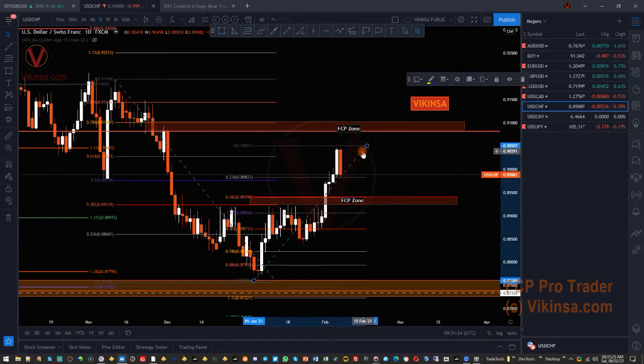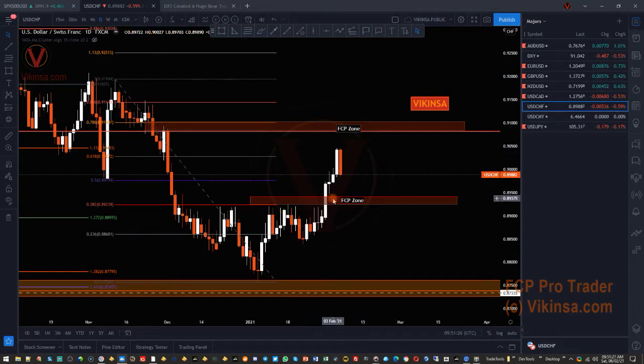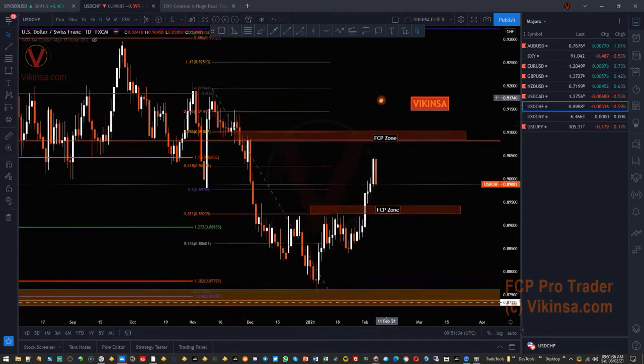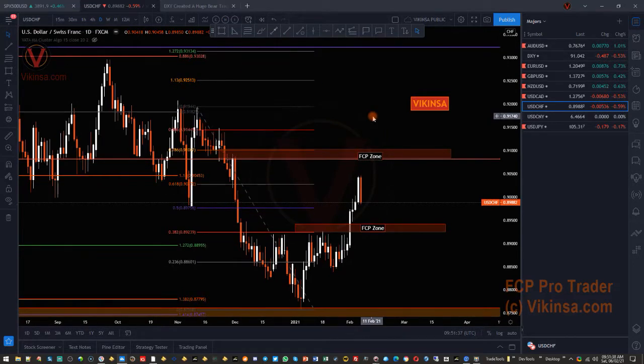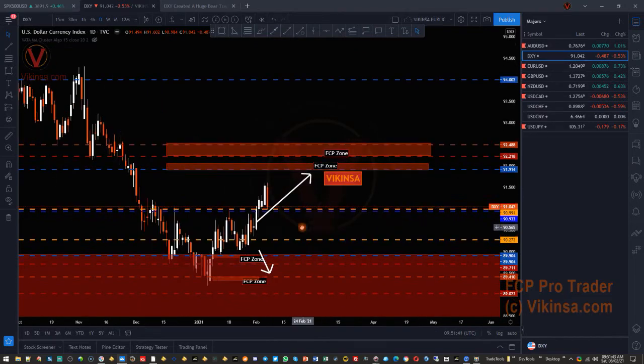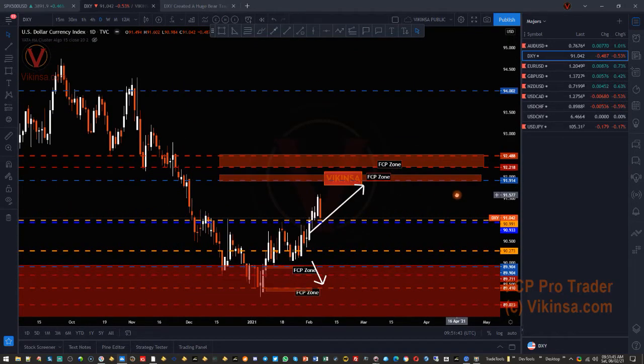Okay, but that FCB zone is kind of like the neckline of this inverse head and shoulders, so it can come back down and then start to move up back into this upper FCB zone, and that's quite a possibility. So if that is going to happen, then that is also going to be reflected in DXY. Okay, let's look at Euro USD now.